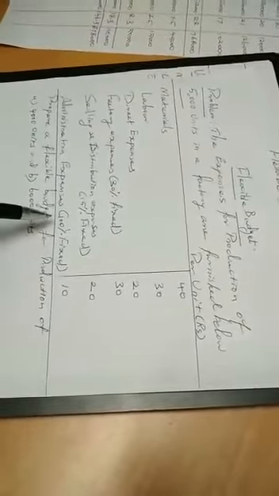Administration expenses 10 per unit. In the bracket they have given 100% fixed. So in this case of administration expenses, there is no variable cost. So friends, let's move to the answer.